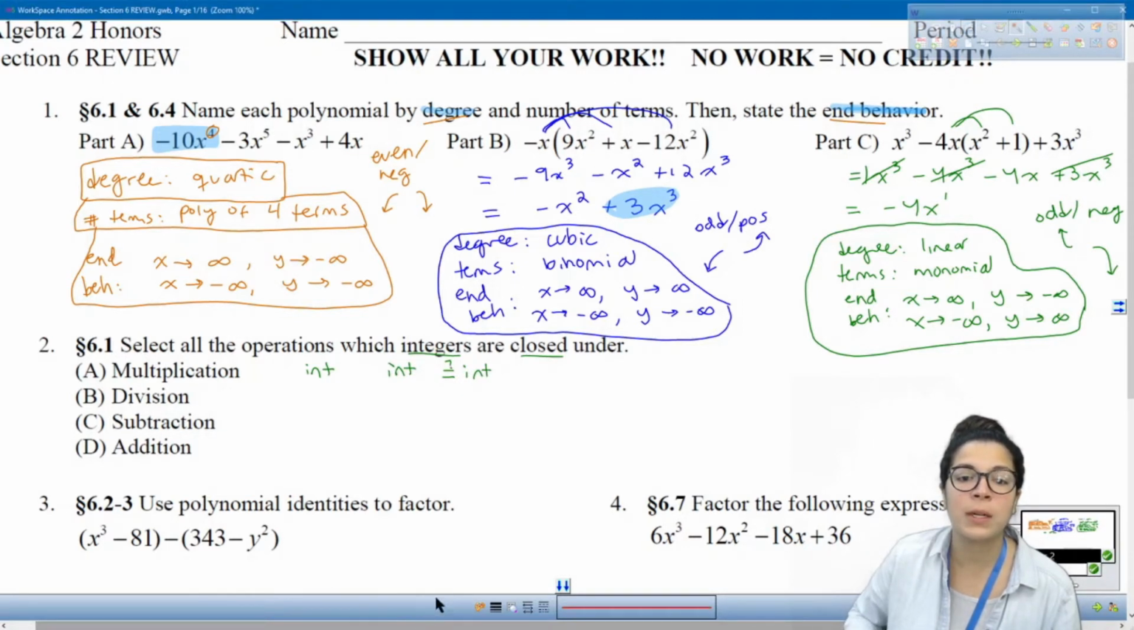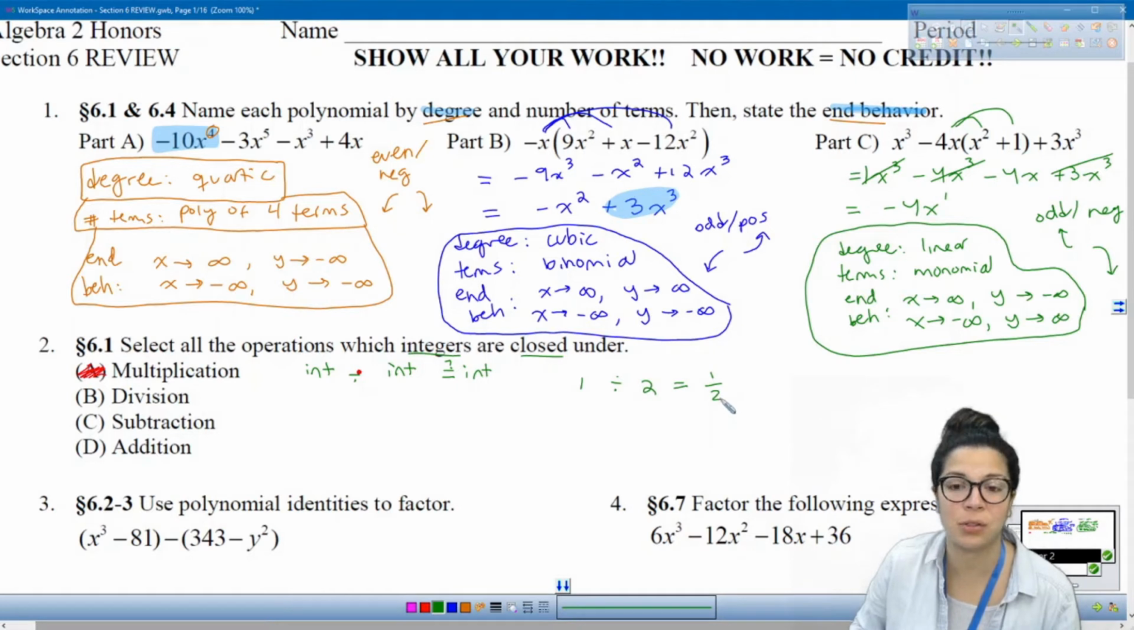Okay. So the first one is multiplication. If you take an integer and you multiply an integer, do you always get an integer? Yes. So multiplication works. If you take an integer and you divide it by an integer, do you always get an integer? No. For example, integer 1 divided by integer 2, you get a result 1/2. 1/2 is not an integer.